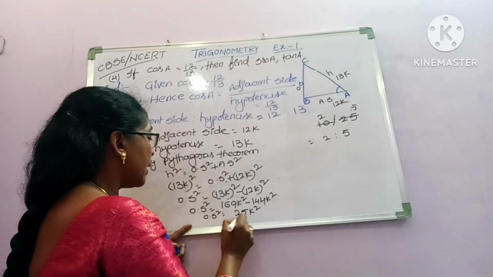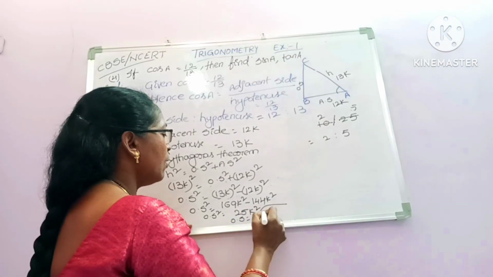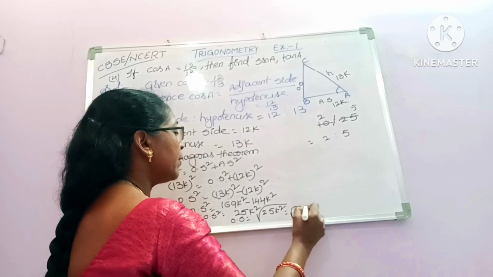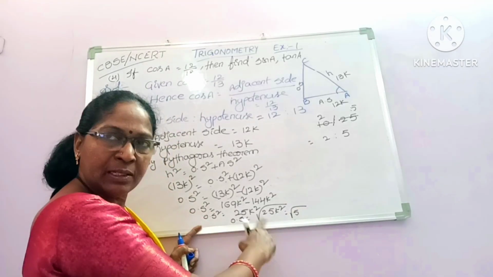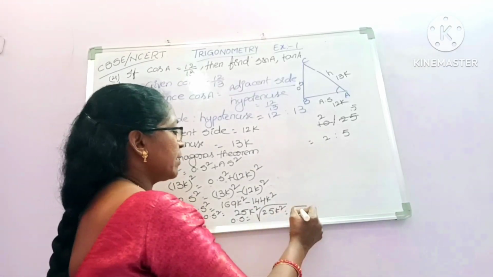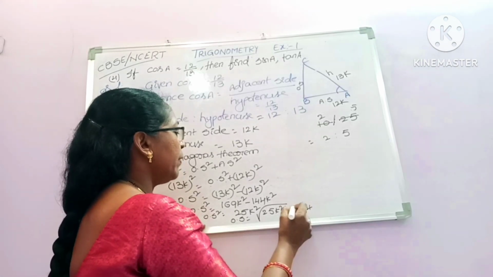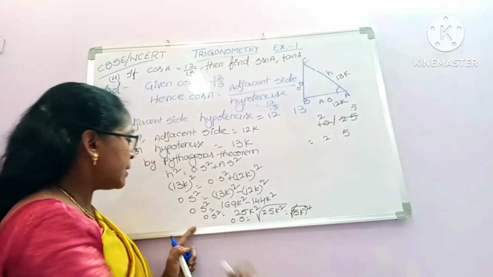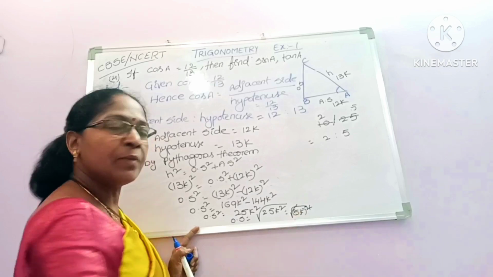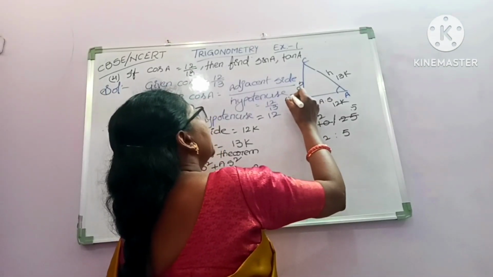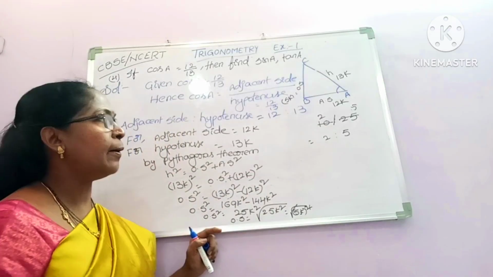Then opposite side equals the square root of 25 k square. 25 means 5 square, and k square. So you can write it as 5k whole square. Square and square root will be cancelled. So how much did we get for the opposite side? 5k. Here opposite side equals 5k. Just represent the value here.